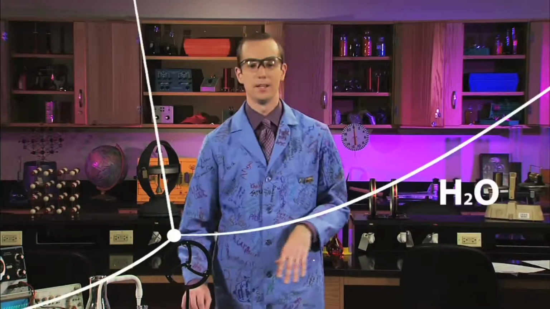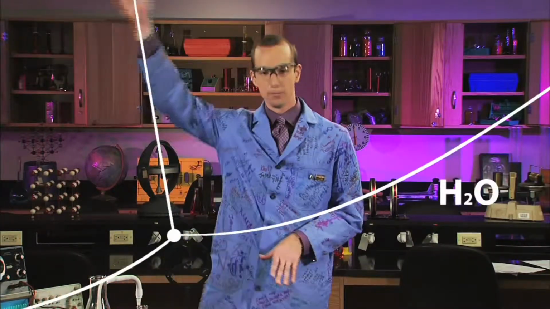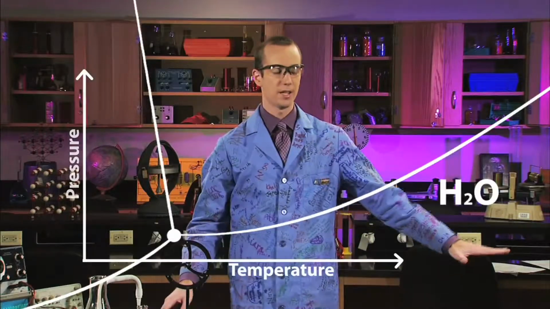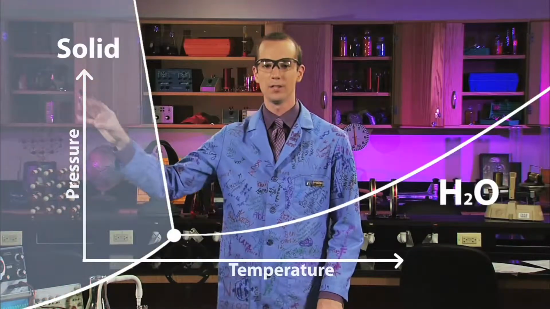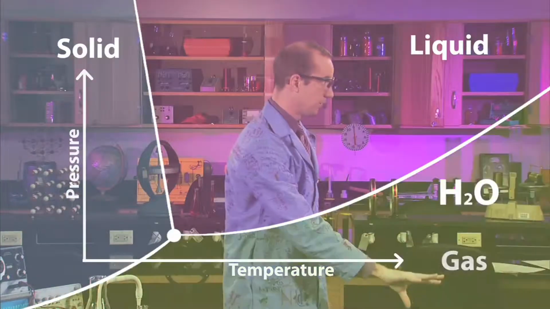Let me show you a little graph here. This is a phase diagram. It's a plot of pressure on one axis, temperature on the other. So this is a plot of temperature versus pressure. That's right. And there are different regions. There's a solid region, a liquid region, and a gas region.